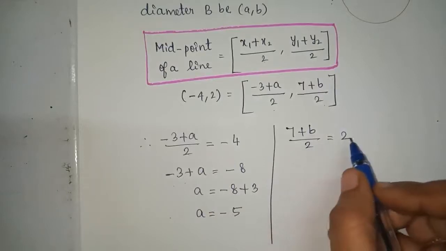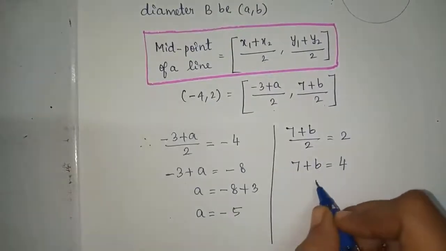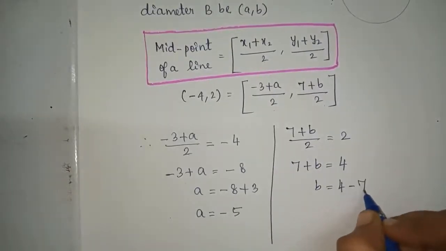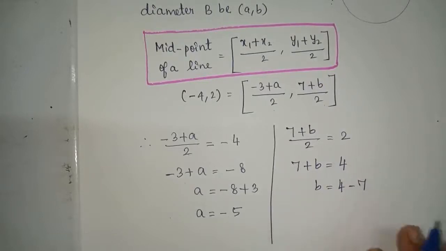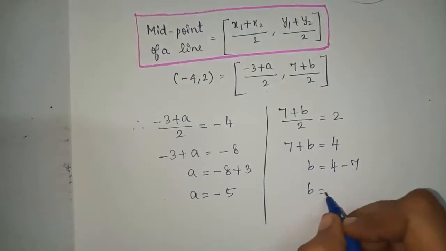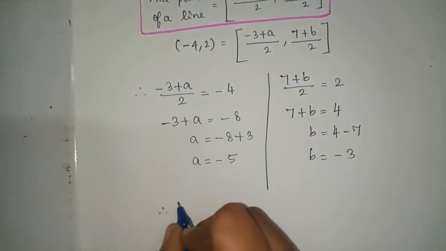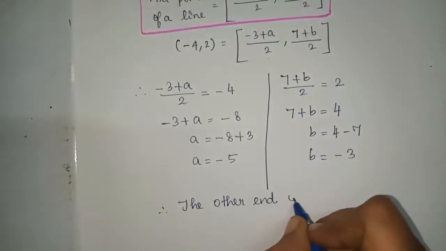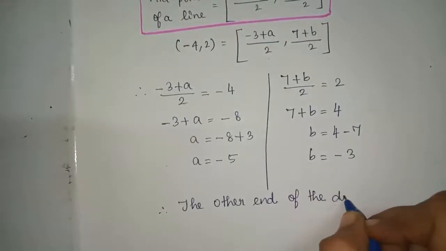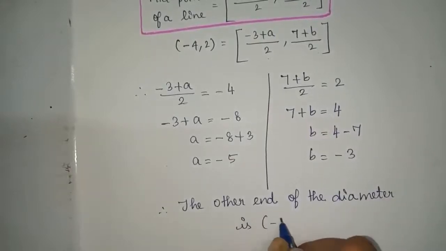Similarly, here also you have to do the cross multiplication. So 7 plus b is equal to 2 2s are 4. b is equal to 4 minus 7. Here you have plus 7. So you are taking to right hand side, it will become minus 7. So the value of b is equal to 4 minus 7 is minus 3. Therefore, the other end of the diameter is minus 5 comma minus 3.